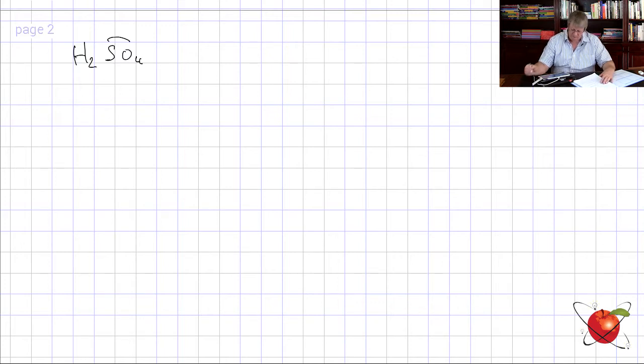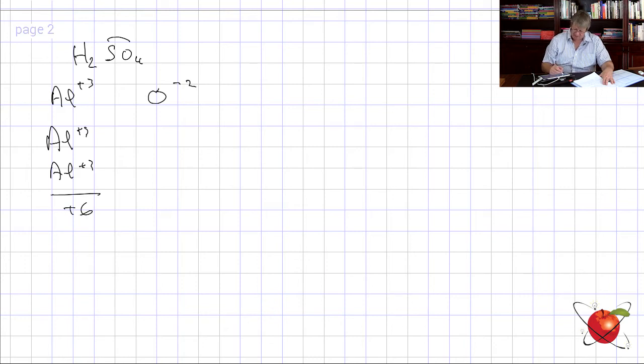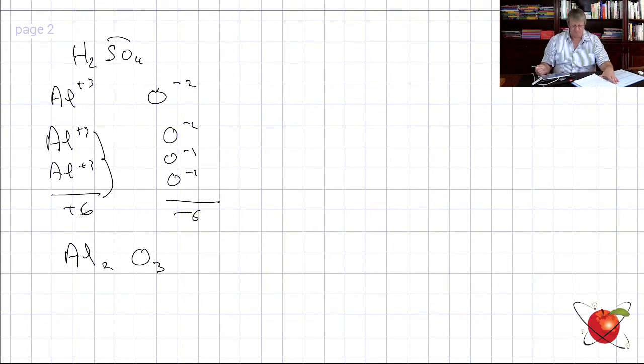H2SO4. Aluminium oxide, an interesting one. Aluminium we know is +3, oxide we know is -2. Once again, we have to cross multiply. We need Al +3, Al +3. The total charge there is +6, correct? So I'm going to have an O -2, an O -2, and an O -2 to give me -6. So my final formula is Al2O3.